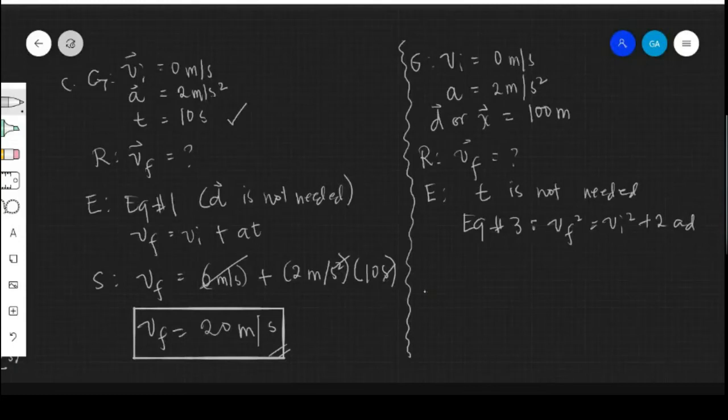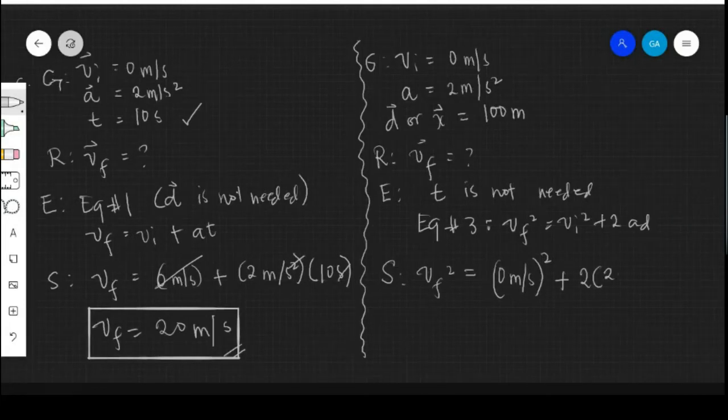So, solution natin, substitute lang natin siya. So, VF squared is equal to VI is 0 meters per second, then you square it, plus 2 times A, which is 2 meters per square second, times the displacement, which is 100 meters. Then we simplify this, that will be 4 meters per square second times 100 meters.